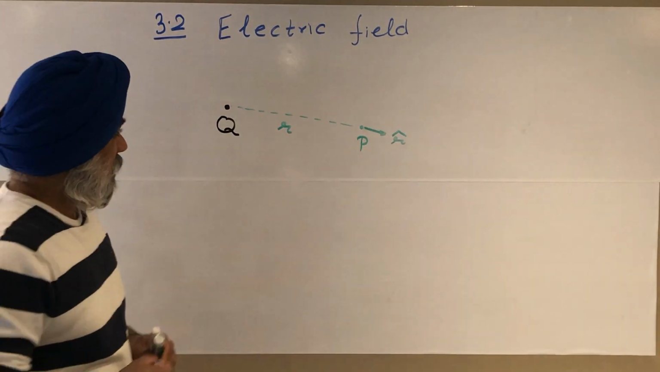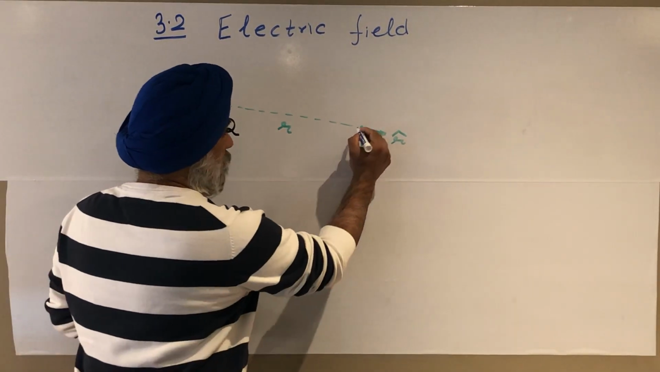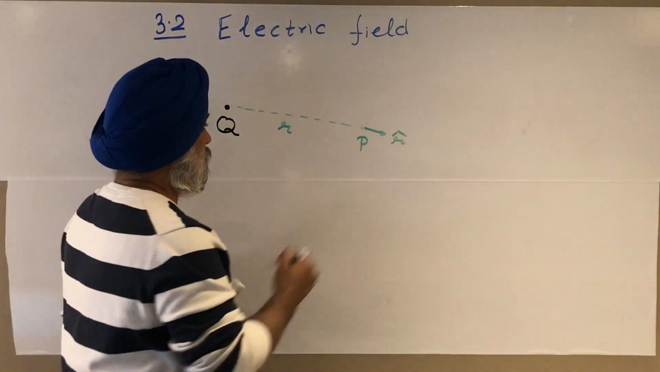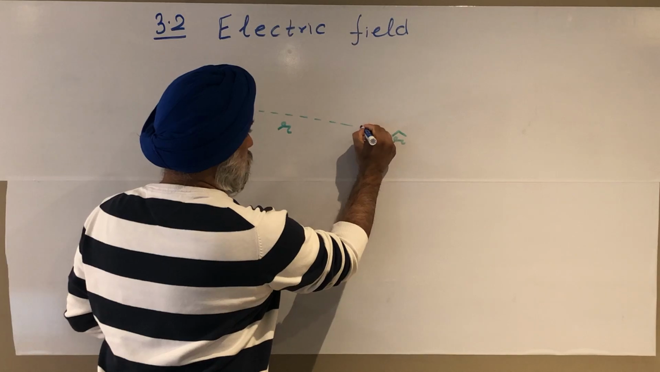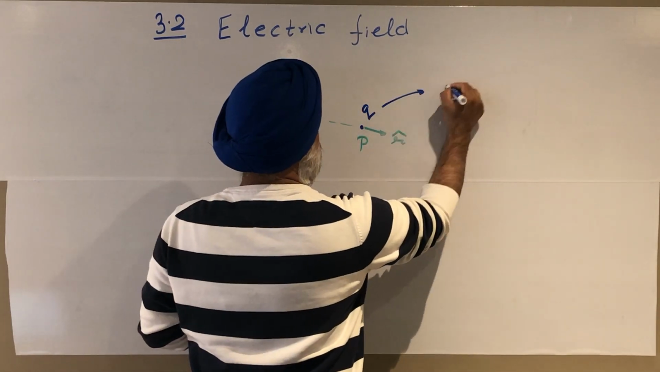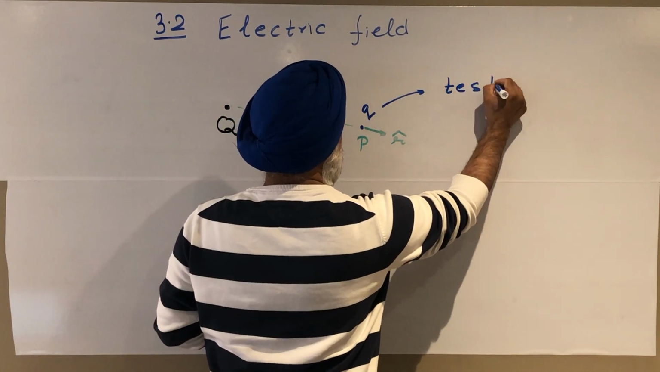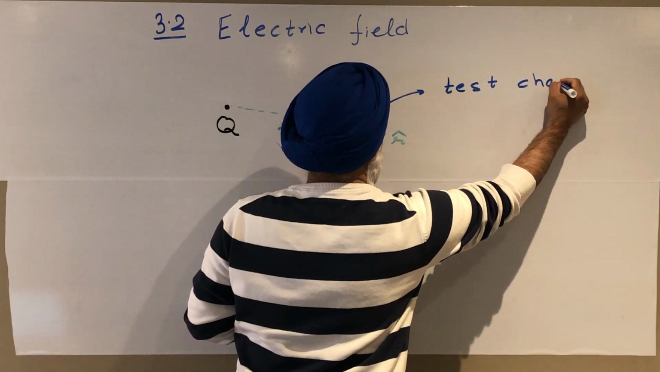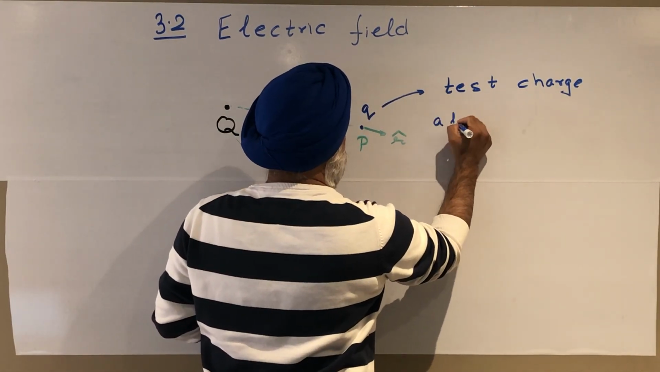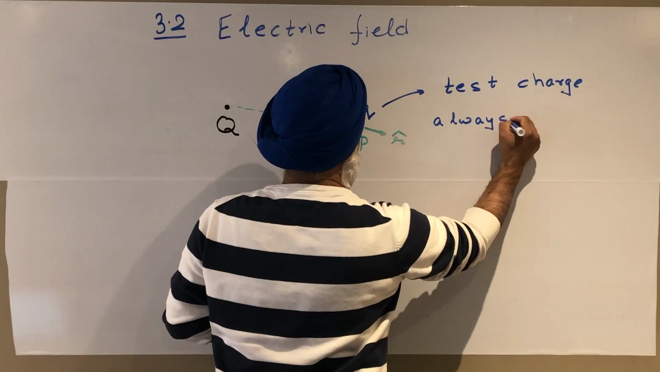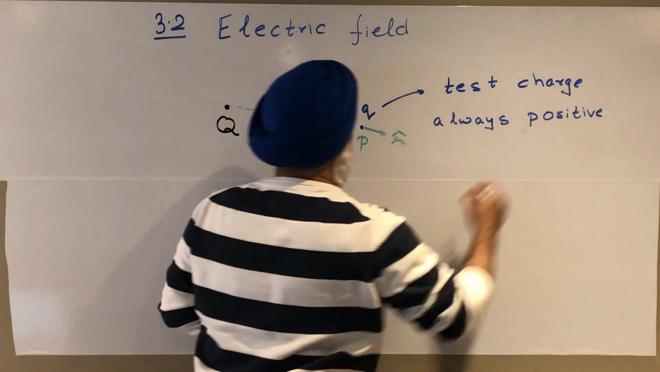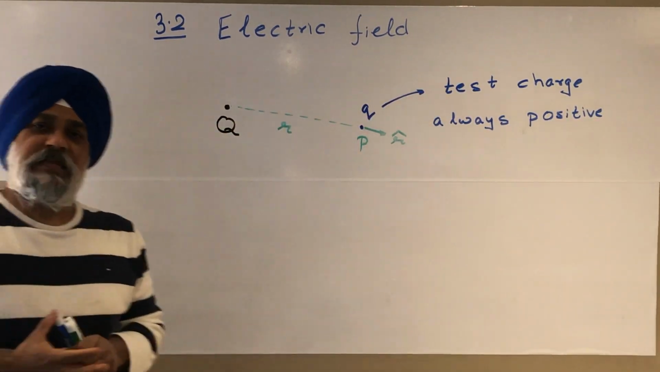At this point P, I bring in a test charge. Let's call it q. This q is a test charge and is always positive. What is a test charge?